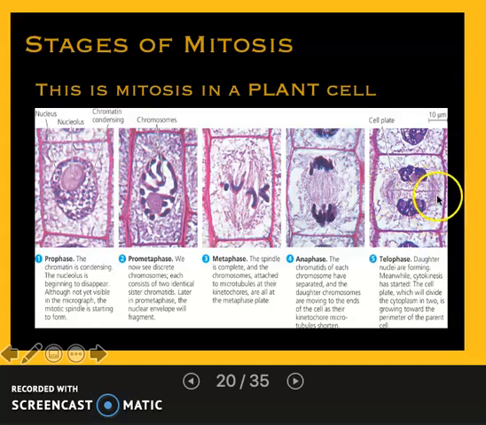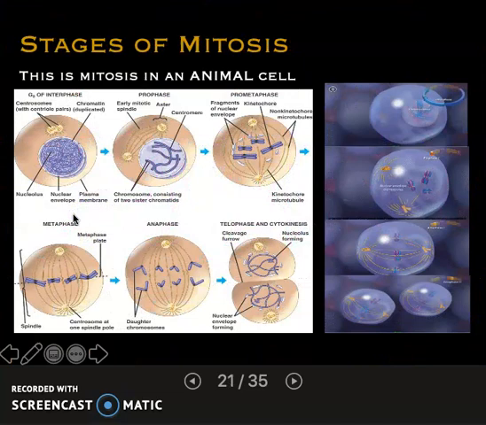Now, in the case of plant cells, they don't have a cleavage furrow. They form something called a metaphase plate. So there's two real differences between mitosis in plants and mitosis in animals. The formation of a metaphase plate during telophase, and then these guys don't have those centrosomes. So those are two differences between plant and animal cell mitosis. Here's animal cell mitosis again.